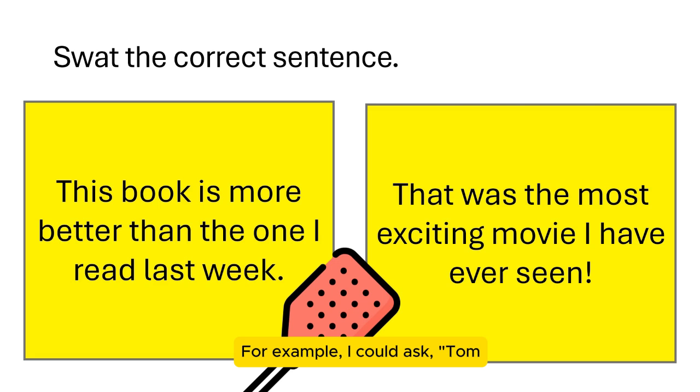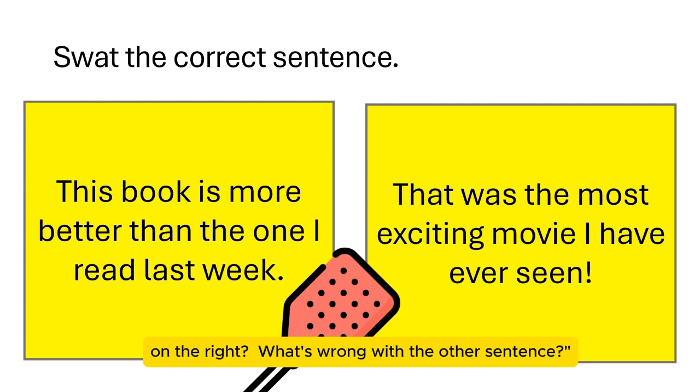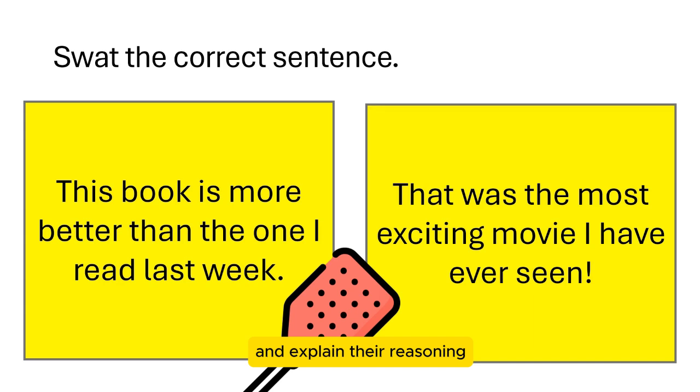For example, I could ask, Tom, can you explain why you chose the sentence on the right? What's wrong with the other sentence? So, this encourages students to think critically and explain their reasoning, making sure that they're not just guessing but thinking about the grammar rule.